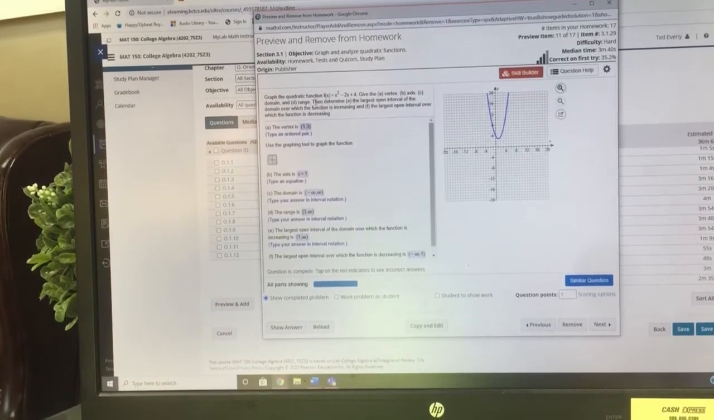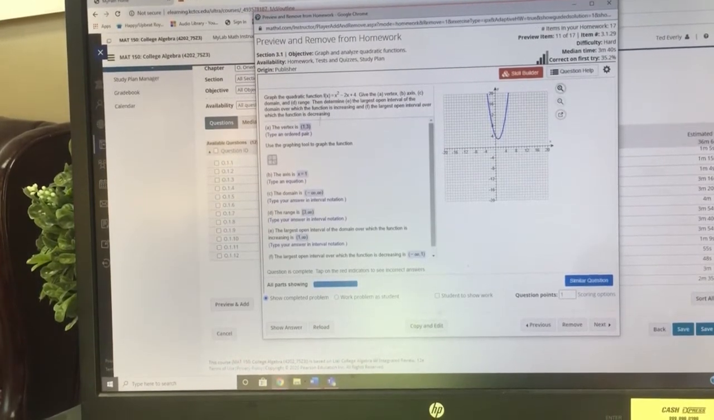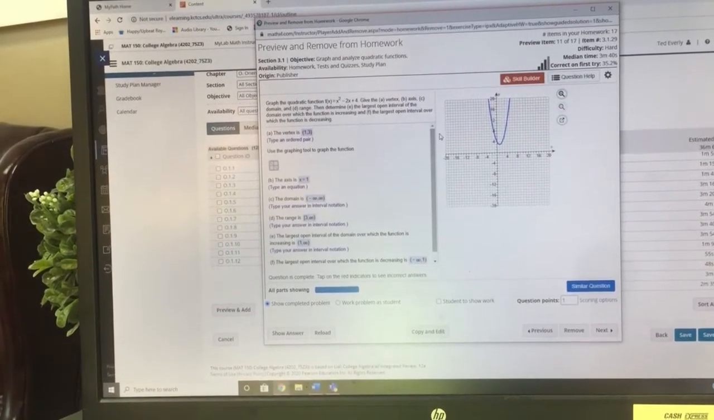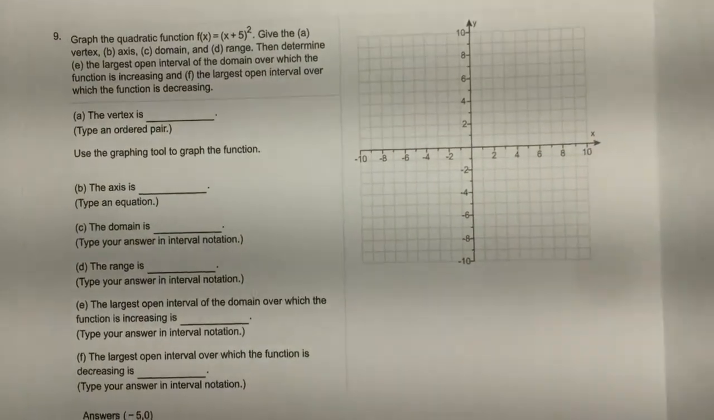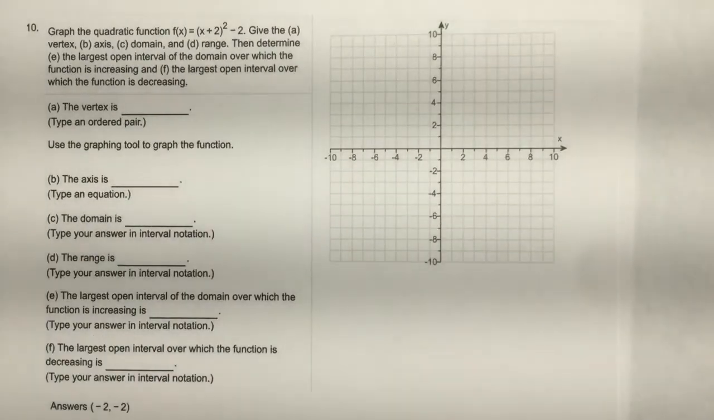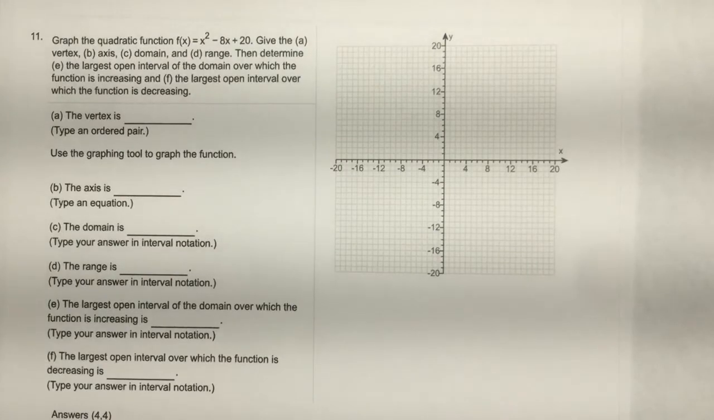Okay, now we've got one like this. And this is not in vertex form. And this one here is already graphed. So we're going to go back to the paper on this. So this is number 11. So let me go back. And there's number 10. Here's number 11. All right.